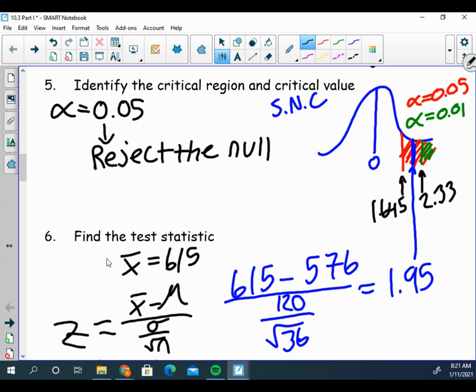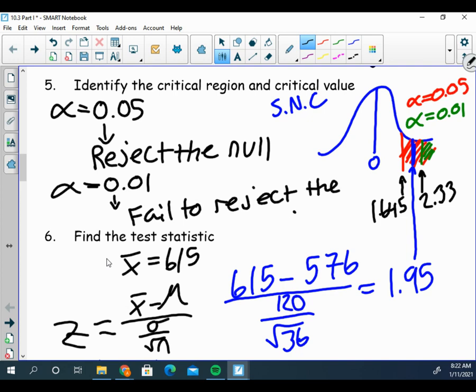But at the same token, at 0.01, we are not in that green shaded region. If you can visually almost imagine the red area is not there, we'd be in the white, right? We're not in that extreme 1%. We're somewhere between. So at a 1% level of significance, we fail to reject the null. Again, none of this should be new to you.